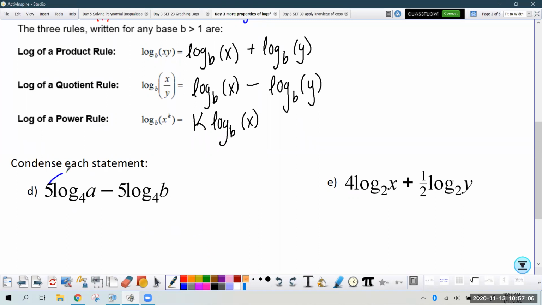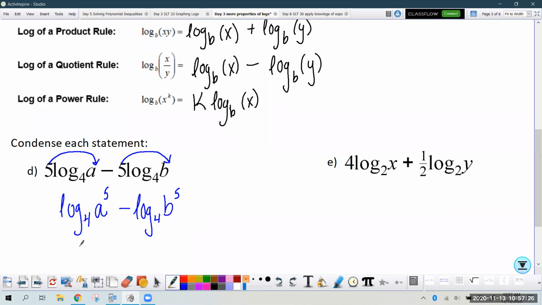Okay, so for part D, I'm going to reverse the power rule and bring the 5 up to the exponent and this 5 up to the exponent. But then with that subtraction between the same logs, I can make this one log expression where I divide the arguments.